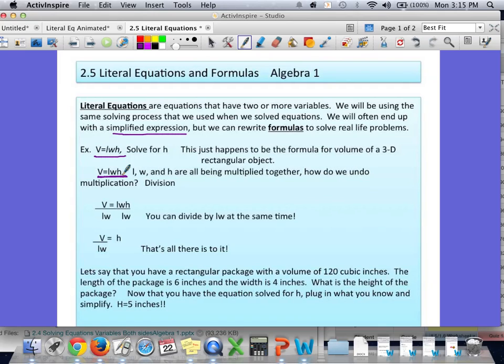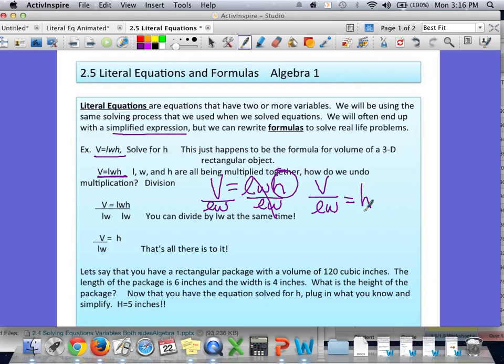So how do we undo multiplication? We divide. So if I have the volume is equal to length times width times height, and I want to solve for H, I recommend that you circle the letter that you're solving for. And if you'll notice right now it's all being multiplied, I can divide by LW all at one time. So that makes this go away over here, makes it 1. Volume divided by LW is equal to the height. Okay, that's all we're going to do.